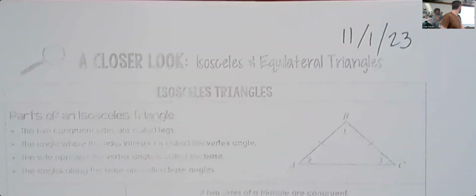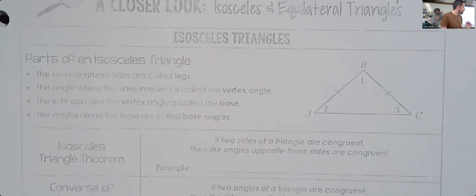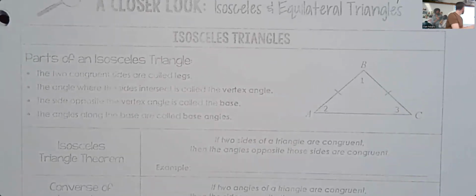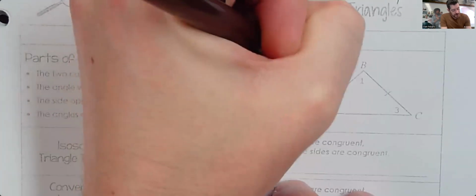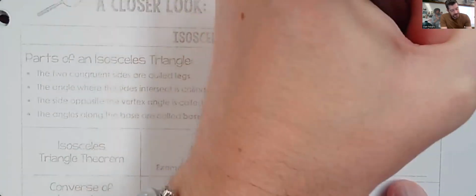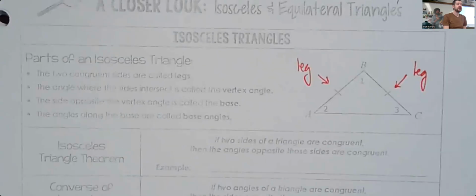Parts of an isosceles triangle. The two congruent sides of an isosceles triangle are called the legs. So right here, that's a leg. And right here, that's a leg. The two congruent sides are called the legs.